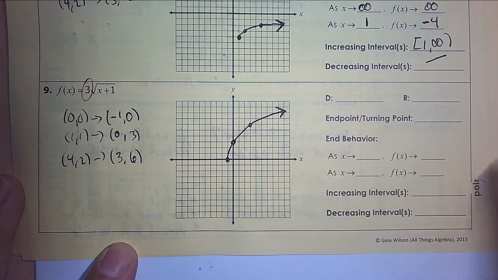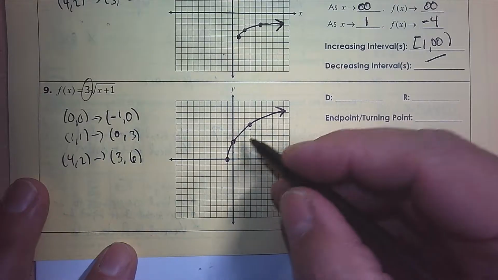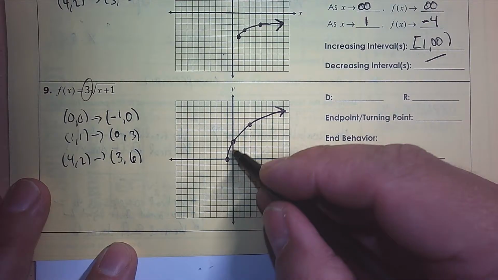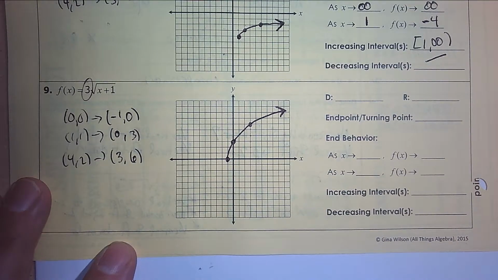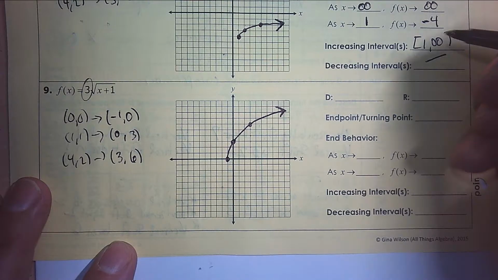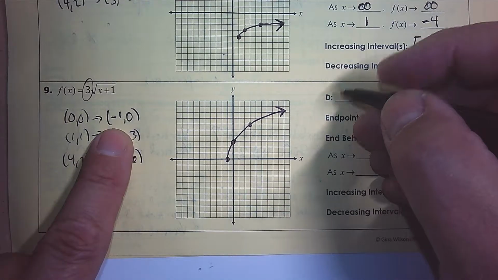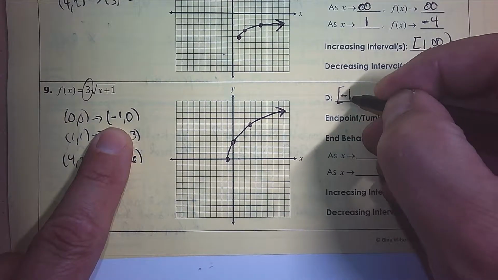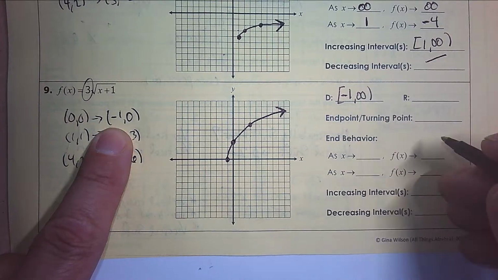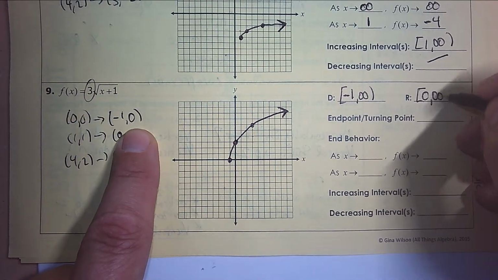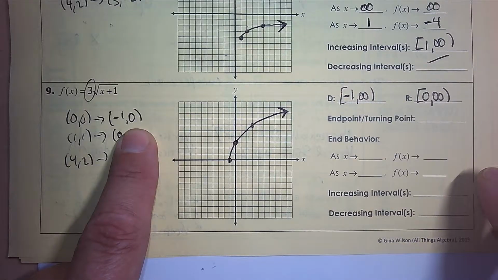Do you see how the square root got stretched out? It's a little wider, right? How it's shooting, how the star is shooting. The domain comes from your starting point. So the smallest number for x is -1, and it goes to infinity. The smallest number for the range is 0, and it goes to infinity.